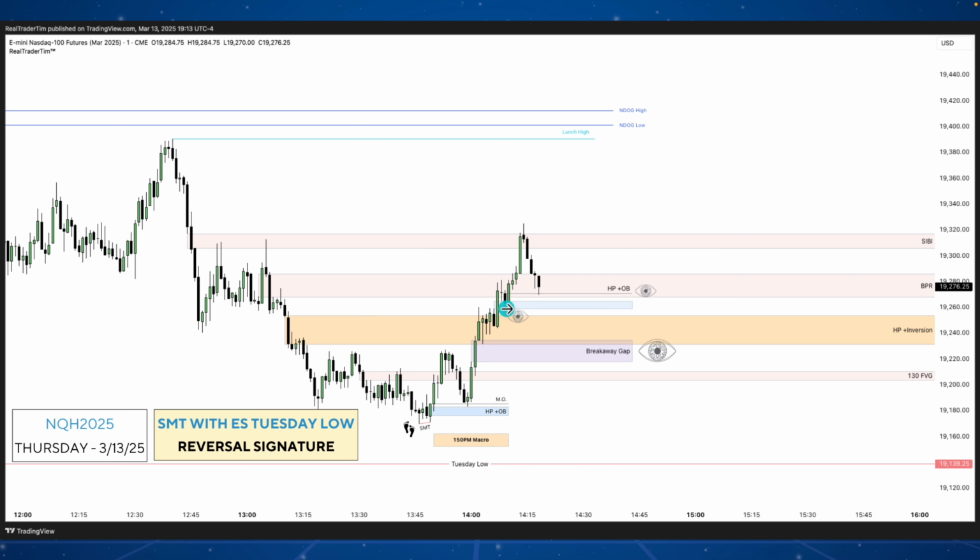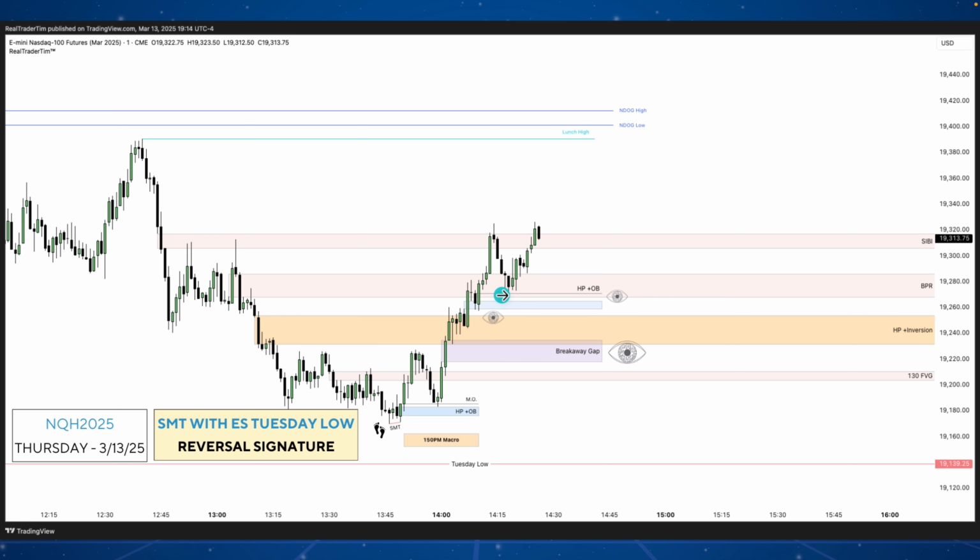Okay, so we want to see this low remain safe, or a protected low as many people call it. We don't want to see price go down there. We want to see signatures of strength hold. Continuing forward, that's exactly what it does. Then we do get that close above this next SIBI, which becomes a high probability bullish inversion. So we're looking back at the left side of the curve and asking ourselves what needs to be closed above.